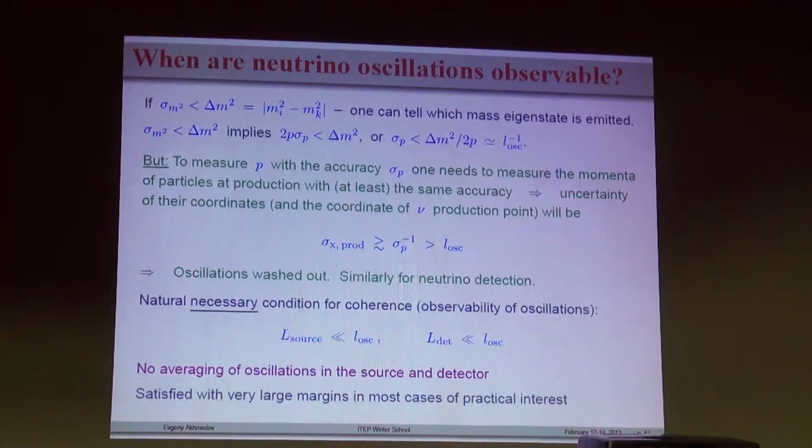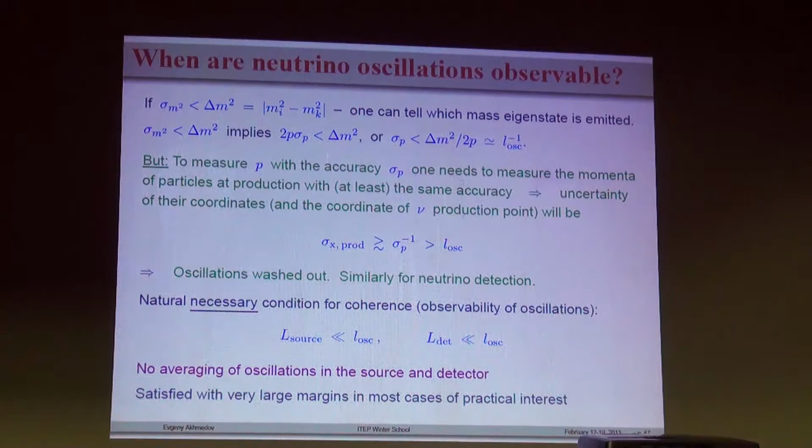And in particular, this means that 2p sigma p should also be smaller than delta m squared. It's one of these terms under the square root. But this means, in turn, that sigma p should be smaller than delta m squared over 2p, which is essentially the inverse oscillation length. And the fact that we know the neutrino momentum with an uncertainty smaller than the inverse oscillation length means automatically, through the Heisenberg relation, that the inverse quantity, which is the coordinate uncertainty of the neutrino production point, is bigger than the oscillation length.